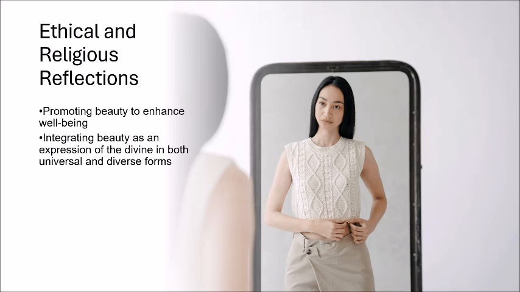Now, talking about the ethical and religious reflections. Ethically, beauty can enhance well-being and promote harmony. Religiously, beauty is often seen as an expression of the divine. Plato's universal beauty aligns with a sense of cosmic order, while Hume's subjectivity reflects the diversity of creation. These ideas also impact how we address issues like mental health and unrealistic beauty standards.